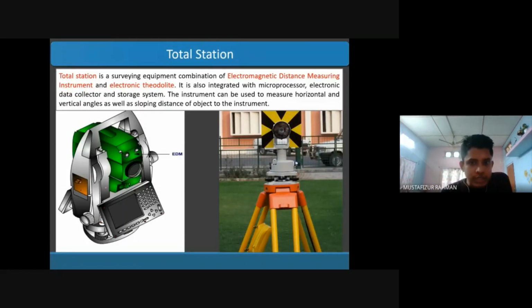Then the total station is another instrument which we use, and this is also using the principle of electromagnetic distance measurement. So what is a total station? A combination of electromagnetic distance measurement and an electronic theodolite. With the distance measuring part, we can measure distance, and with the theodolite, we can measure angles. So they have both combined. With the total station, we can do both distance measurement and angle measurement.